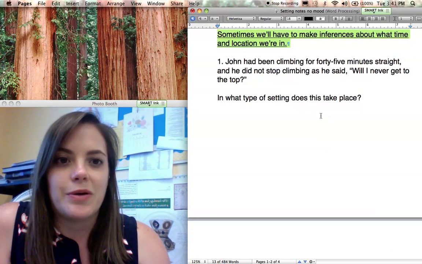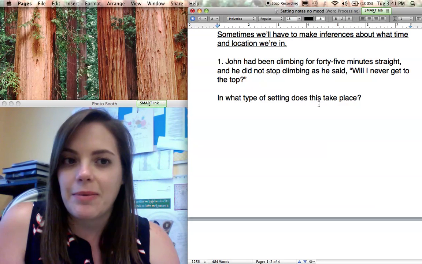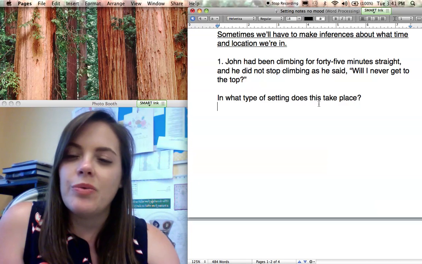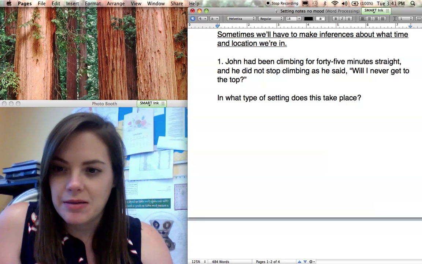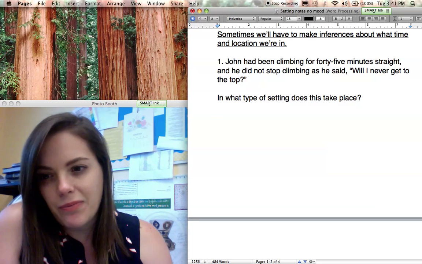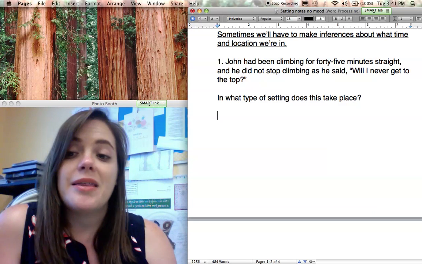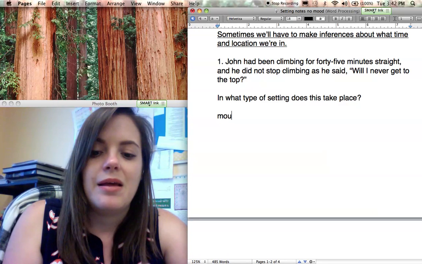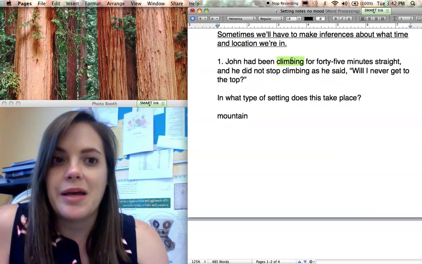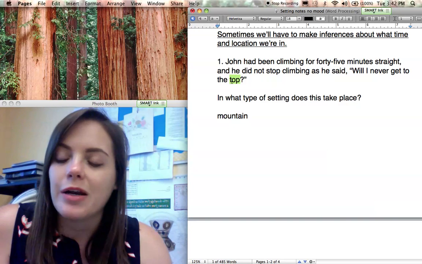Okay, so let's take a look at some examples. All right, here's my first one. John had been climbing for 45 minutes straight, and he did not stop climbing as he said, "Well, I never get to the top." Okay, so in what type of setting does this take place? So I'm looking at it, and I don't see any information about time, right? I don't see a time of year or time of day or anything like that. But I think I could figure out place. To me, it sounds like he's on a mountain, okay? Because he's been climbing, and he says, "Well, I never get to the top." So it sounds like we're on a mountain.